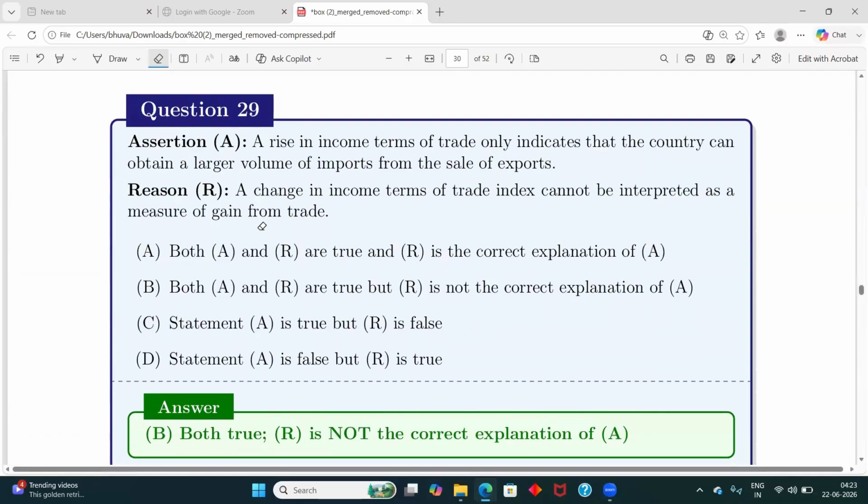Question number 29. We have an assertion and a reason. Assertion: a rise in income terms of trade only indicates that the country can obtain a larger volume of imports from the sale of exports. Reason: a change in the income terms of trade index cannot be interpreted as a measure of gain from trade.